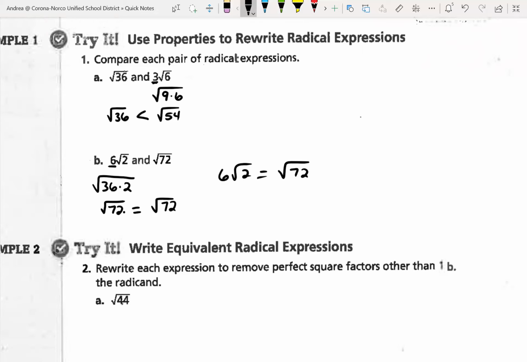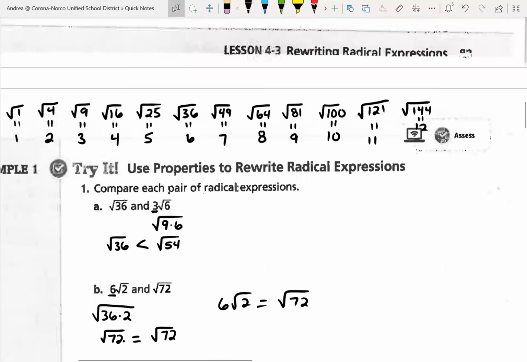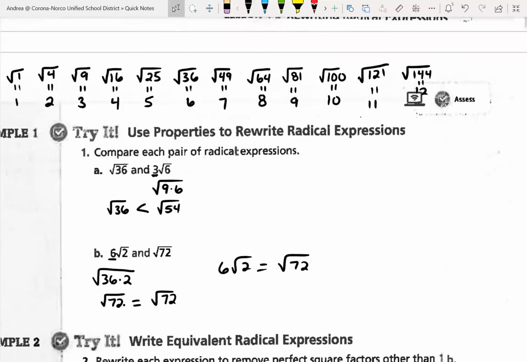Any questions over that? Yes? Okay, I'll get it for you in just a second. So what we're trying to do when we're simplifying a radical is take out the perfect squares. Take out all those perfect squares that we know, and leave the things that are not perfect squares inside the radical.